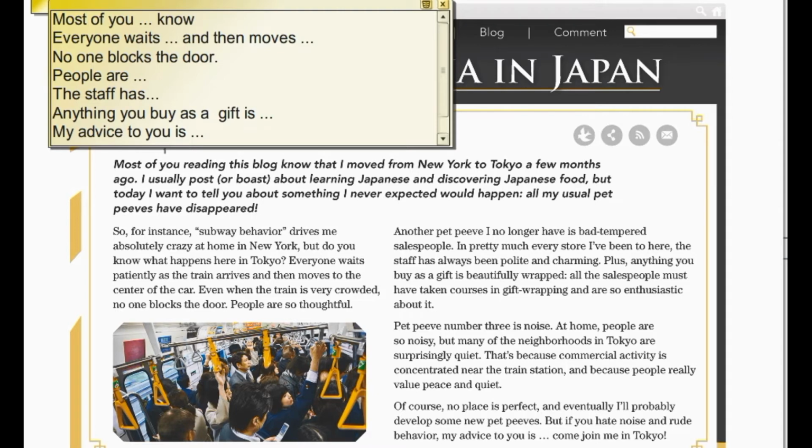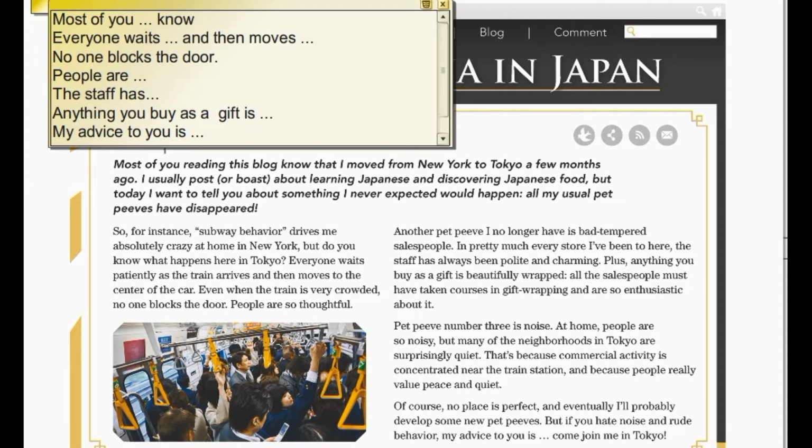All the verbs used with the word everyone are in the third person singular. For he, she, it, we add s for the verb: wait, waits, and move, moves. Alright? And right here we have another one: no one blocks the door. No one is an indefinite pronoun. So with no one, we use the verb in the third person singular. We add s for the verb block. So I say no one blocks.